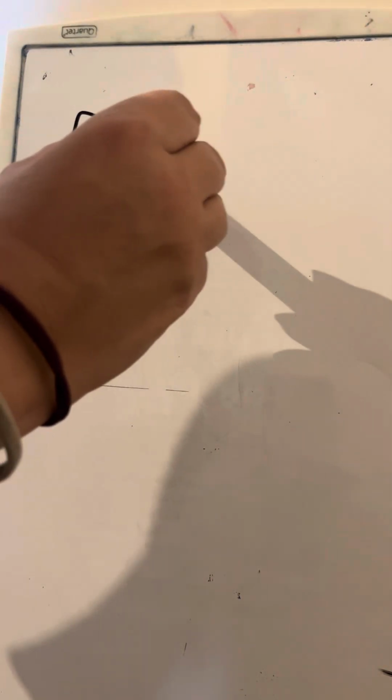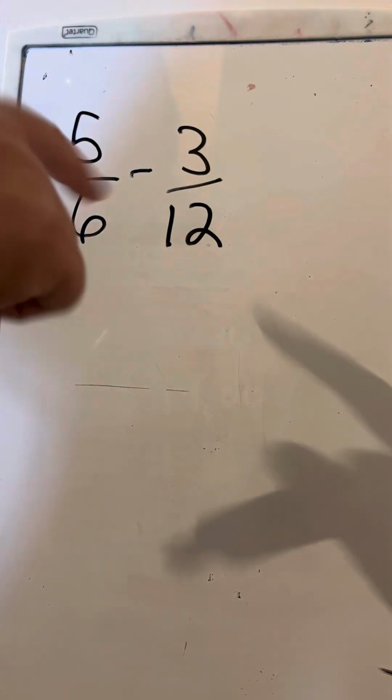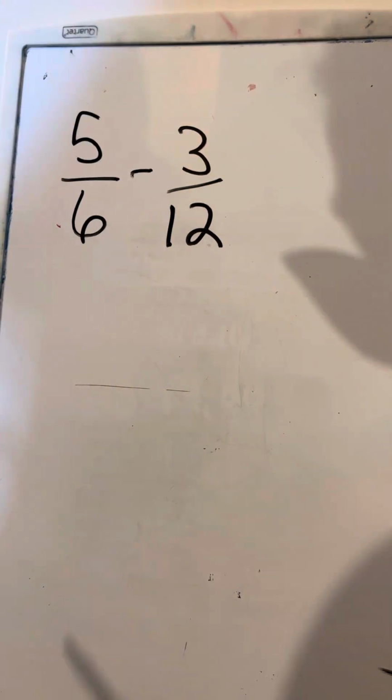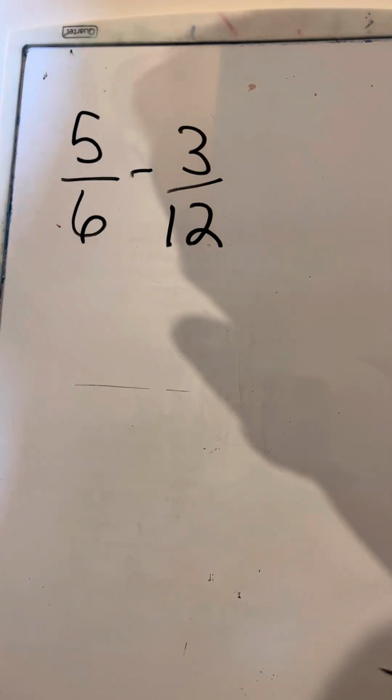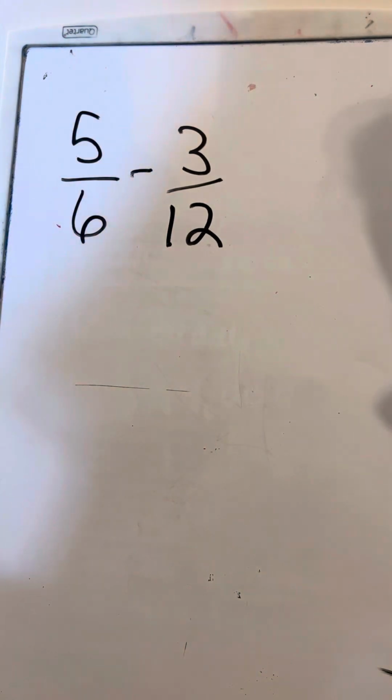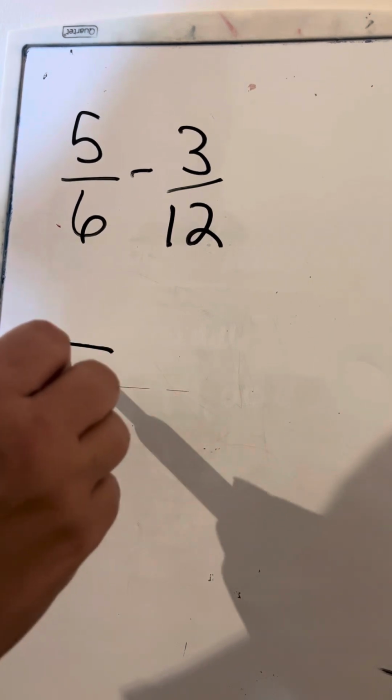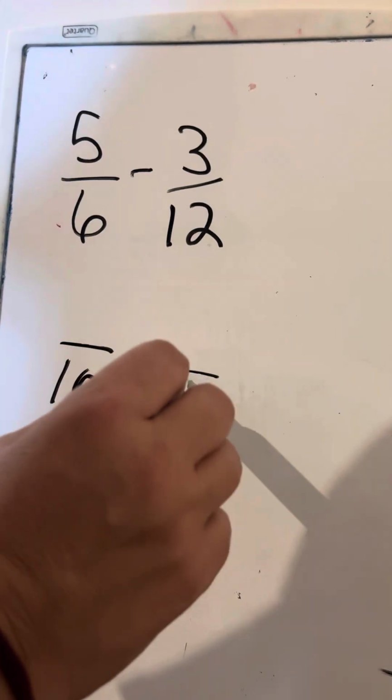I'm thinking of a number: 5 sixths minus 3 twelfths. Can't do that because they don't have the same parts. So we have to find the least common denominator. And for this one, it's 12. So we're gonna come down here and do 12 underneath.